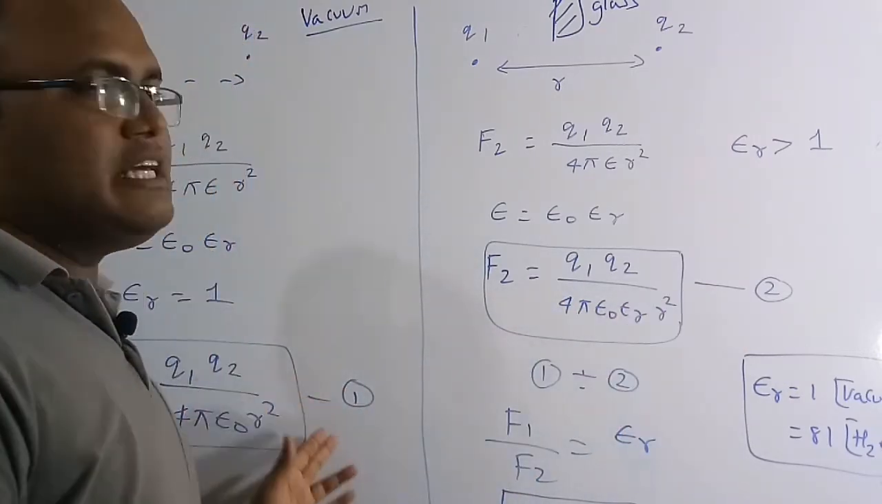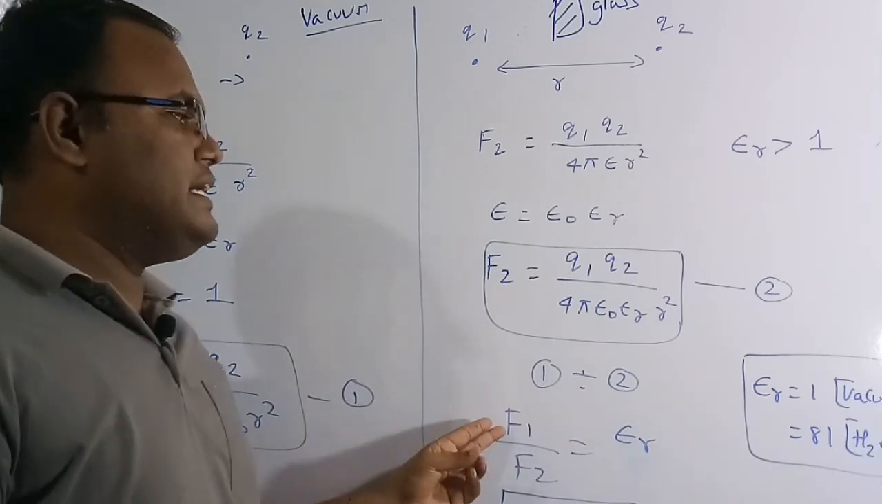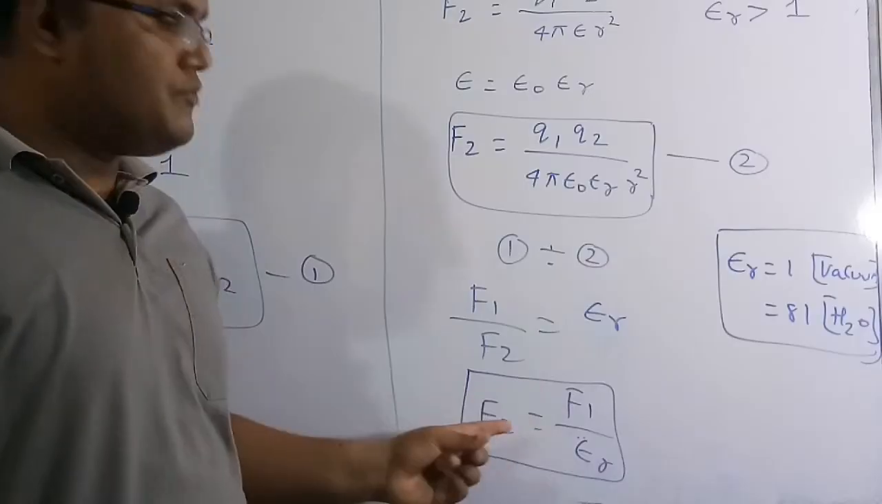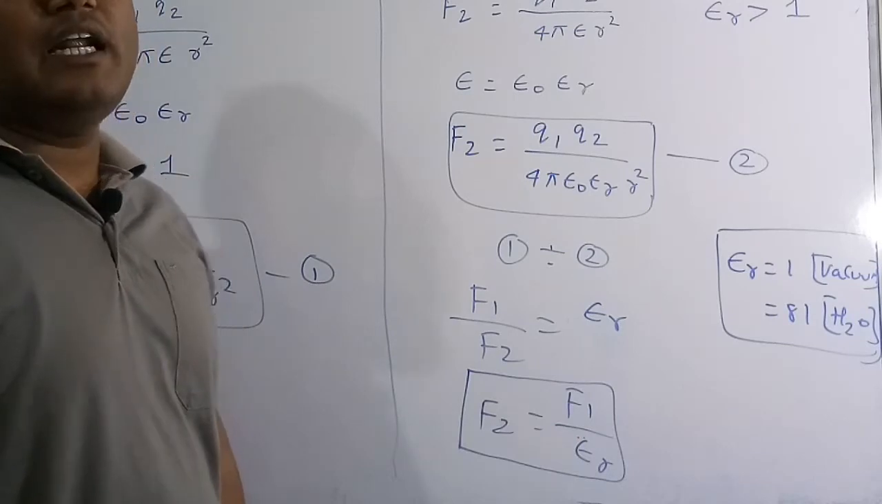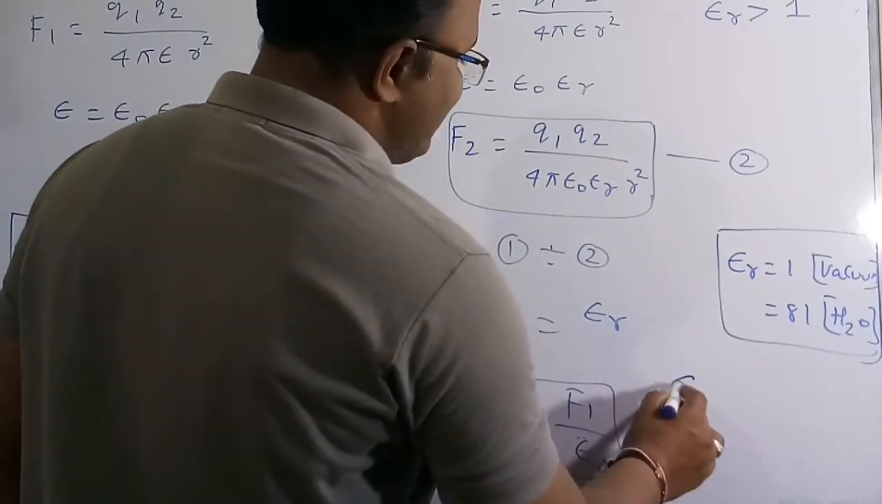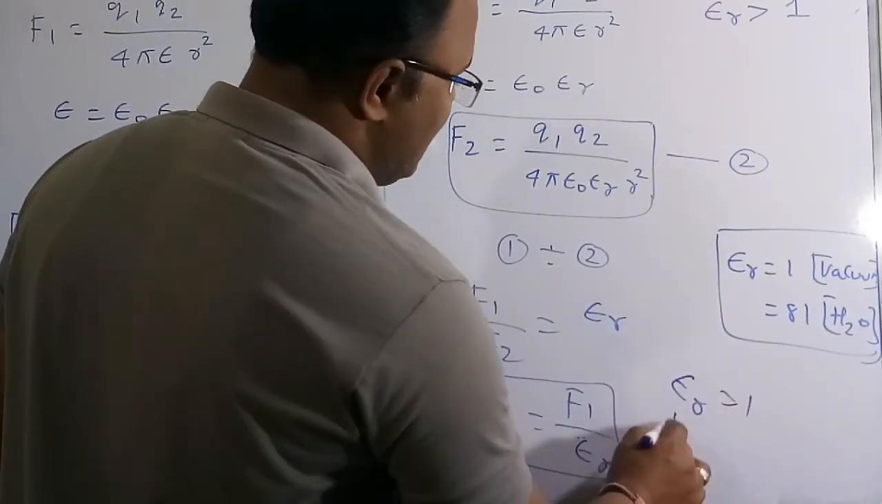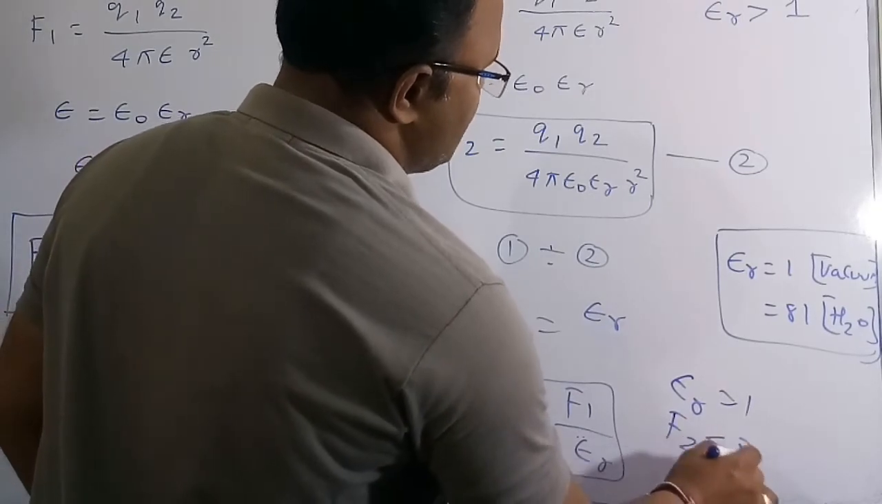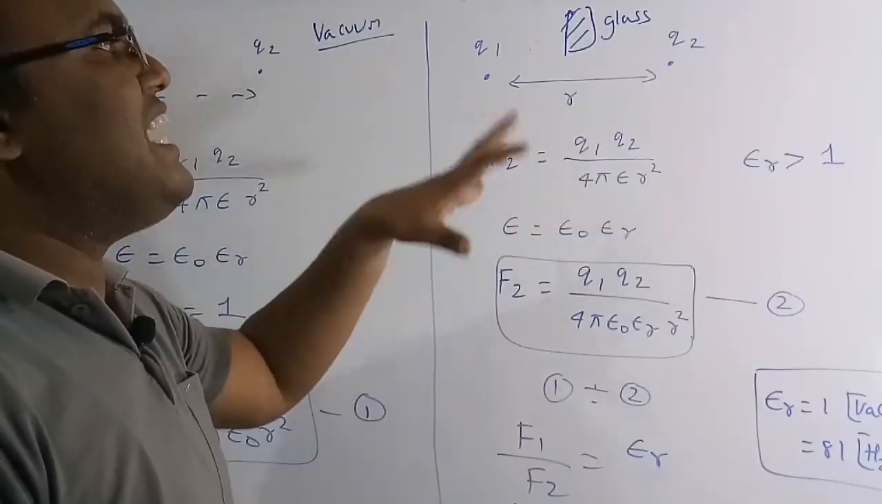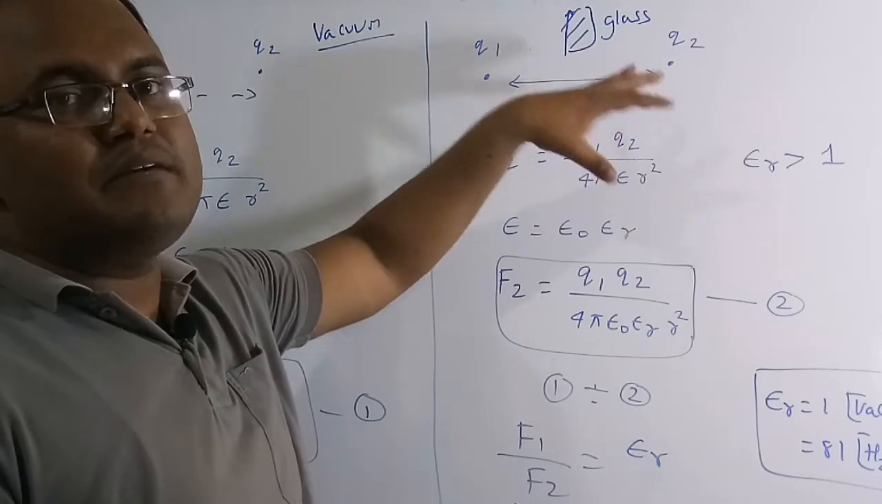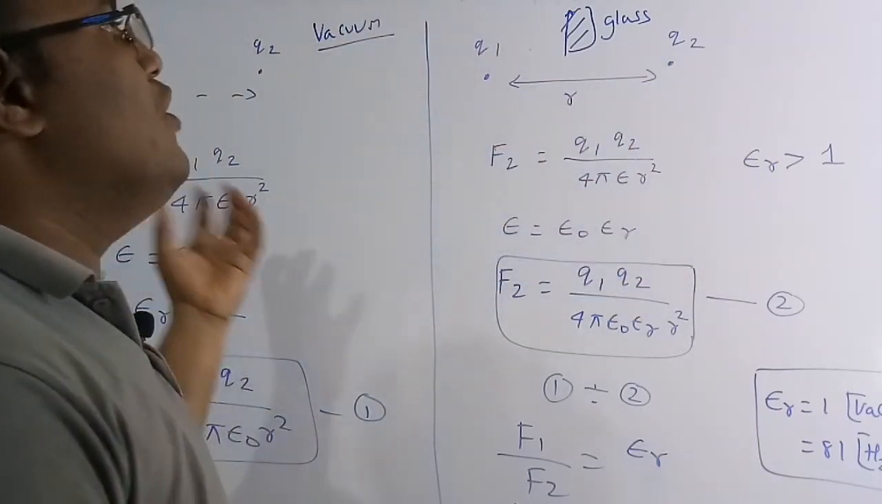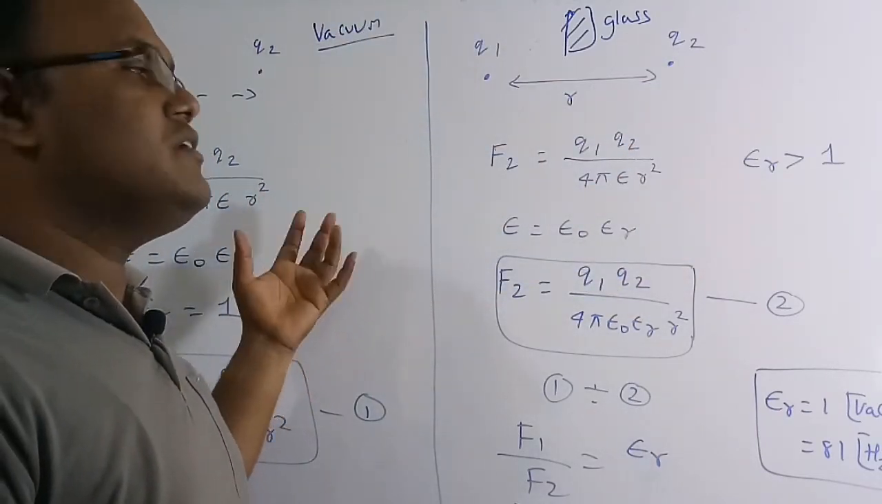Now I am dividing equation 1 by equation 2. We get F1 by F2 is equal to epsilon r. Therefore F2 is equal to F1 by epsilon r. As epsilon r is always greater than 1, we can say the F2 value will be lesser than F1. Therefore the force between the charges in the glass medium is very less when compared to the force between the charges in a vacuum or free space.